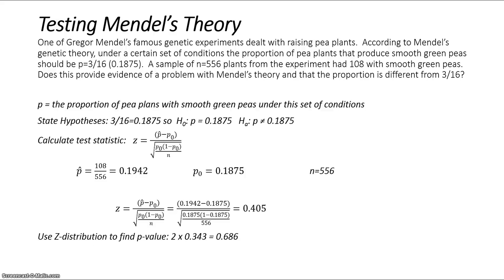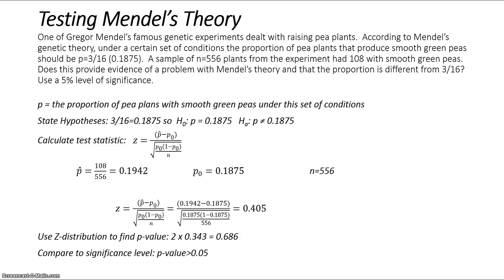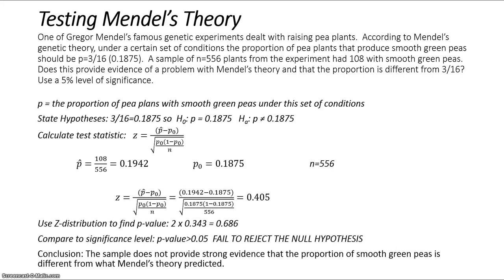Now I need to use that p-value. I'm going to compare it to my significance level. Using a 5% level of significance, my p-value is larger than that 5% level of significance, which means that I fail to reject the null hypothesis. And when I fail to reject the null hypothesis, what this means in terms of the context of the problem, I need to make a conclusion, which is that the sample does not provide strong evidence that the proportion of smooth green peas is different from what Mendel's theory predicted.